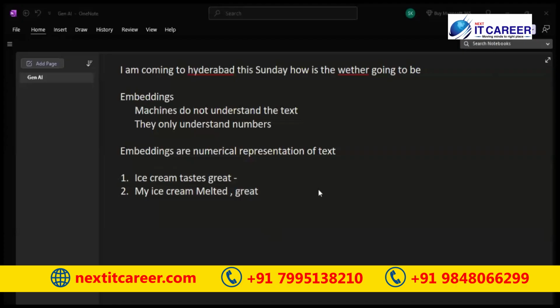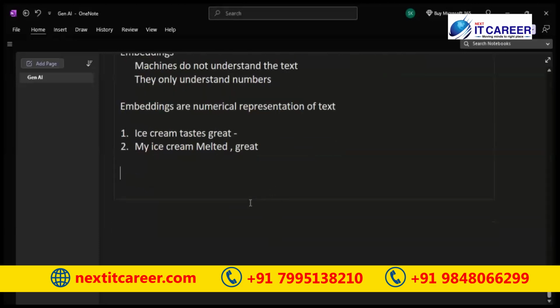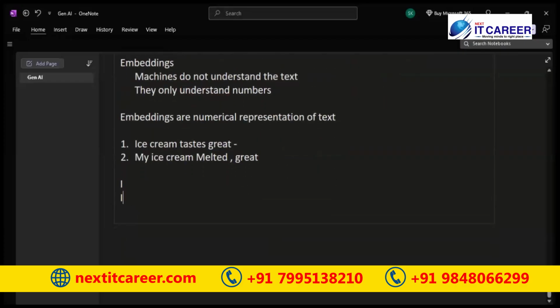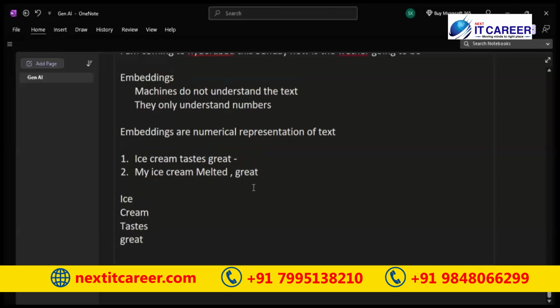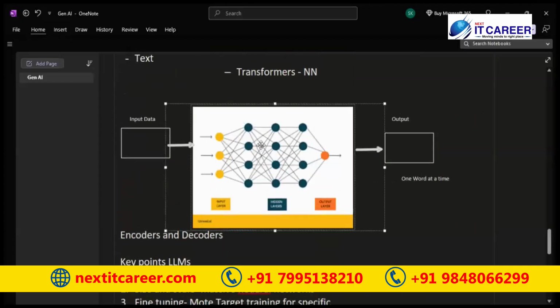So what exactly happens is, for example, "I" is there, and ice cream, and tastes, so great. Now our neural networks will break this complete text into chunks: chunk one, chunk two, simple chunks. Ice cream tastes great, right? Here we will pass it to our neural network.